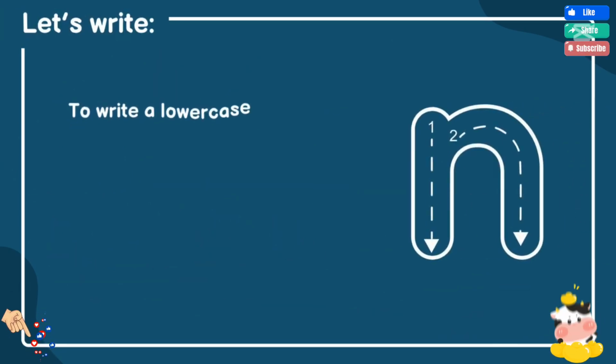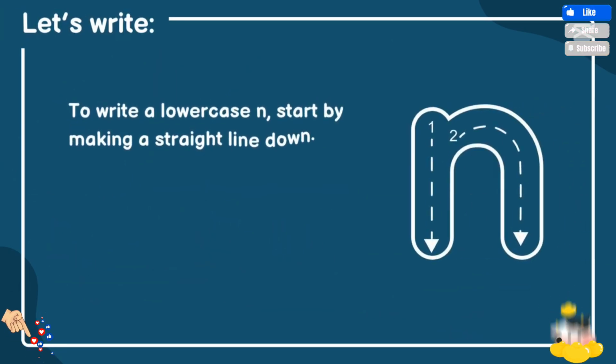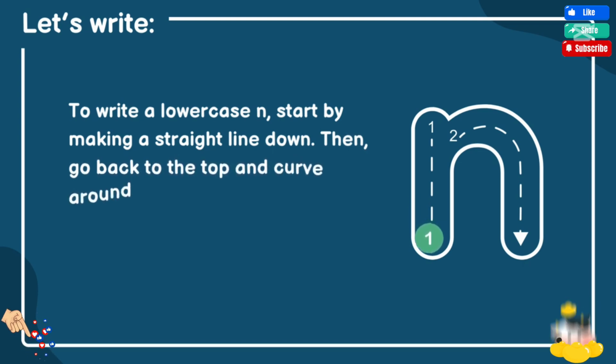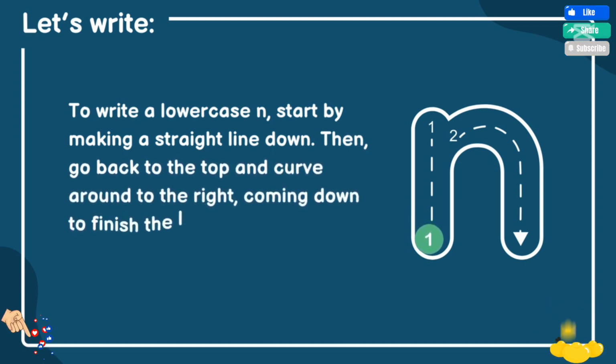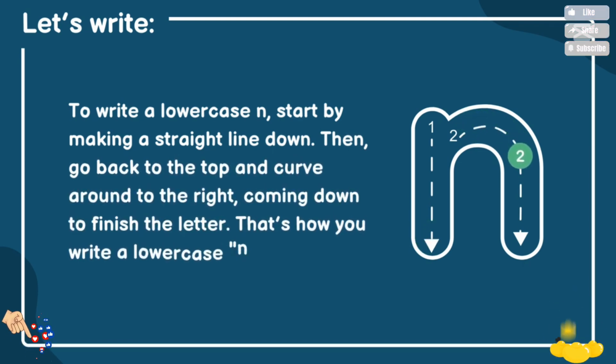To write a lowercase n, start by making a straight line down. Then, go back to the top and curve around to the right, coming down to finish the letter. That's how you write a lowercase n.